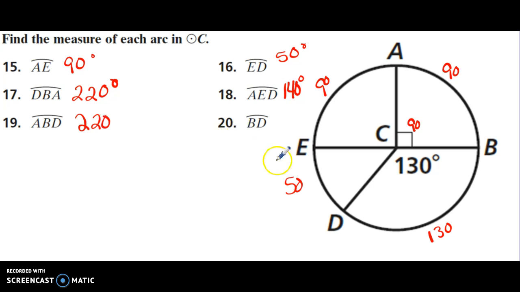From B to D, I already have it marked. That's 130. Let me go back up and check this one. I think I did the wrong angle. A, D, B, A. No, that's right. DBA, 130 and 90, that's 220.